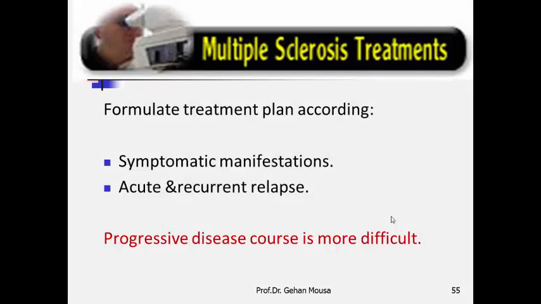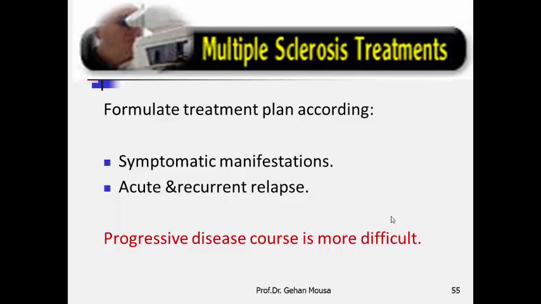How to formulate a plan of treatment? As we mentioned before, every patient is different from the other, according to the symptomatic manifestations, the size of the lesion, the severity of the lesion, and the stage of the lesion. So we can put the ideal plan of treatment for an MS patient. We deal with the symptoms that appear on the patient.